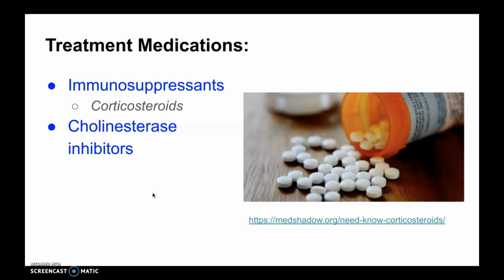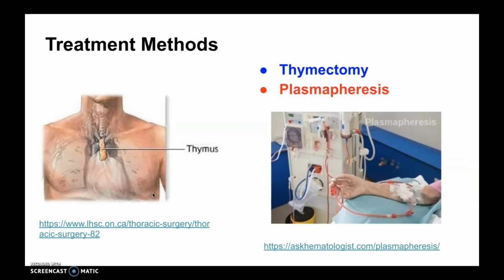Another type of medicine is cholinesterase inhibitors, which decrease the muscle's contraction abilities by breaking down that acetylcholine neurotransmitter so that the action potential is interrupted. Another treatment method includes a thymectomy, which is removing the thymus gland surgically, and a picture of this thymus gland is to the left. Plasmapheresis is another type of treatment which replaces the patient's blood with donor blood to decrease the antibodies in their blood and therefore decrease that autoimmune response.